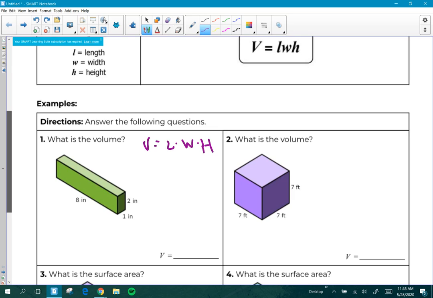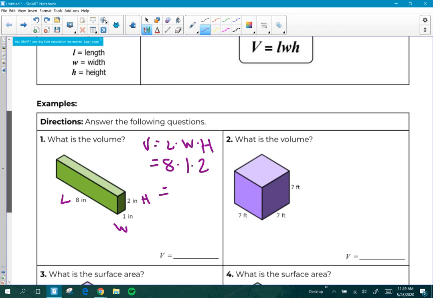Now, I will say it doesn't really matter. Length and width are pretty interchangeable. So length here would be 8. My width would be 1, and then it's 2 inches high. I'm going to take all those, plug them into my formula, and I get 8 times 1 times 2.